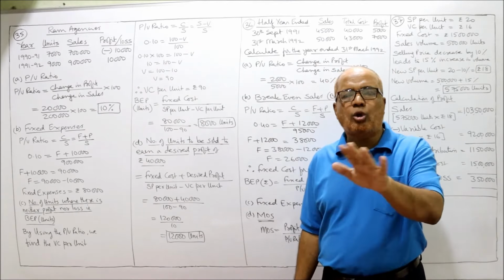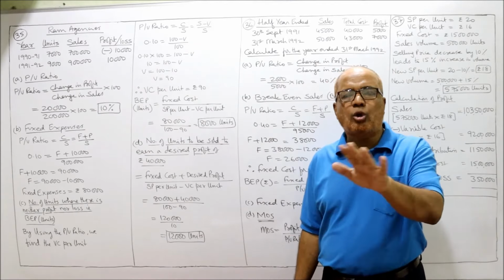Second half year, during the half year ended 31st March 1992. So the first 6 months complete on 30th September 1991. The second half year ends on 31st March 1992. During the second half year, the sales were 50,000 and the total cost was 43,000. When sales and total cost are given, we can easily find out the profit. Profit is equal to sales minus total cost.